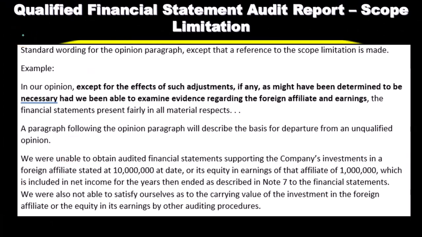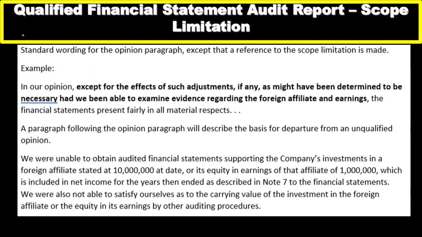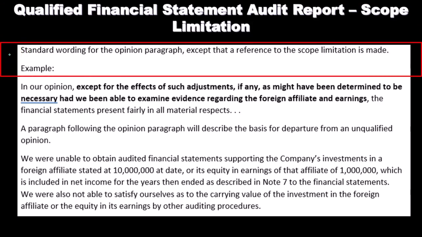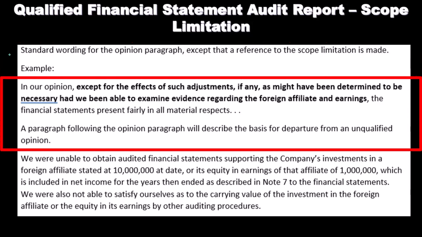Here's an example of a type of alteration of the standard unqualified report that may happen if there's a scope limitation. So now we have a qualified report, as opposed to unqualified. Again, think about the unqualified report and then think about the deviation that would happen for the qualification. Standard wording for the opinion paragraph, except that a reference to the scope limitation is made. Example: in our opinion, except for the effects of such adjustments, if any, as might have been determined to be necessary had we been able to examine evidence regarding the foreign affiliate and earnings, the financial statements present fairly in all material respects, and so on and so forth.